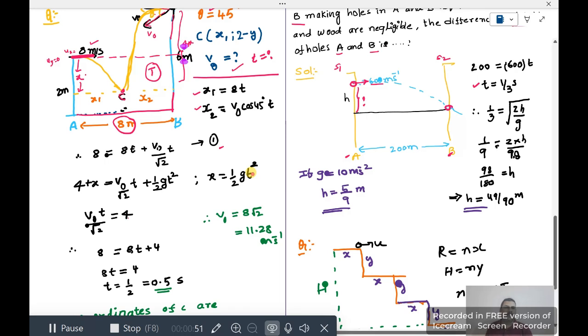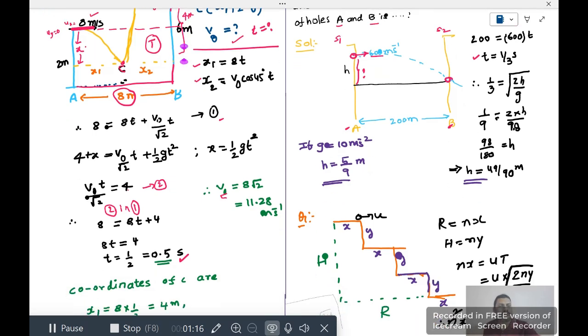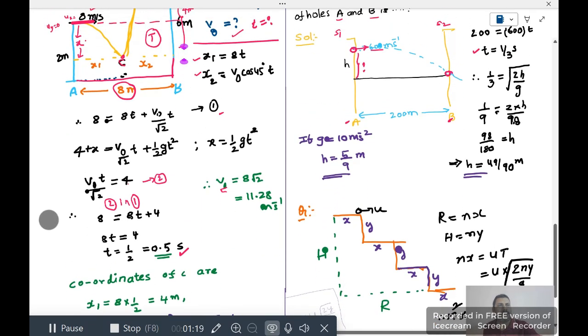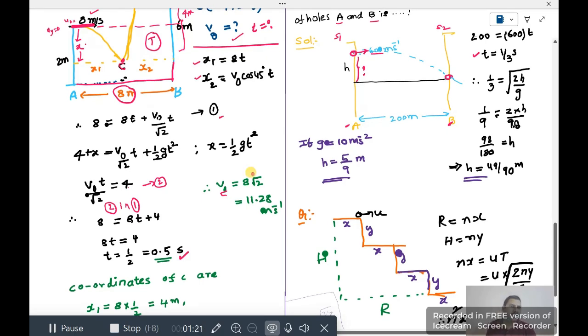Now this 4 is substituted in equation 1. This is equation 2. Now 2 in 1, second equation in first equation, you get t is equal to 0.5. Then substituting the t value in the second equation, you get v naught equal to 11.28 meter per second. And here the distance or coordinates are asked. The coordinates of C, if you see, are x1 along the x axis and 2 minus x along the y axis.